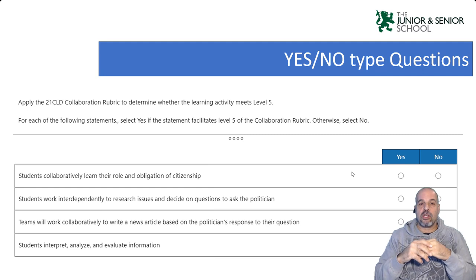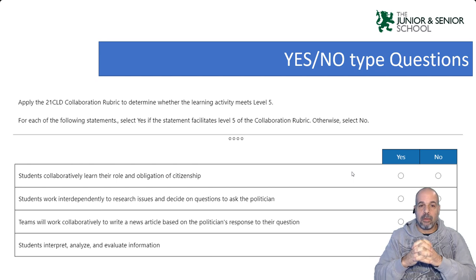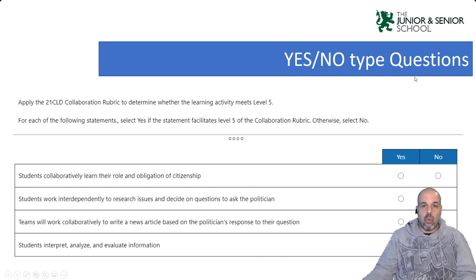We've got yes, no type questions. Now, yes, no type questions, I think we all know what they are. Multiple choice. You can see this is like one question, but there are 4 things that you're going to click yes or no for. Okay, and so I see this as 4 questions.